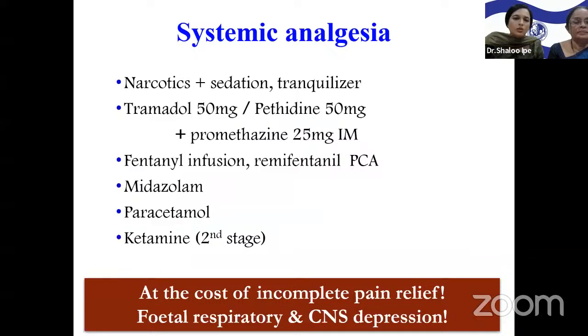Systemic analgesia is the most commonly practiced modality due to its ease of administration. But pain relief is often inadequate as it is not repeated later in labor for fear of neonatal depression. In our labor suite, we give pethidine or tramadol with Phenergan as an IM injection. Fentanyl and remifentanil in the form of PCA pumps are also said to be useful. Other modalities include midazolam, paracetamol, and even subanesthetic doses of ketamine in late second stage have been tried.